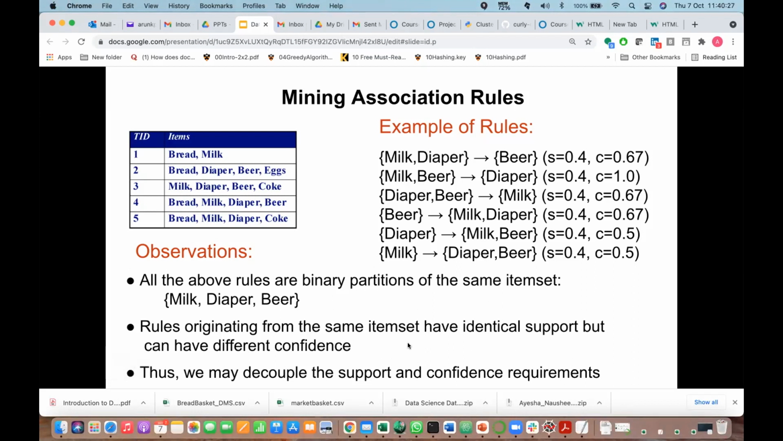Rules originating from the same item set have identical support but can have different confidence. Because support is counted by putting the items together, your set will always be milk, diaper, beer. That's why your support is always 0.4. But the support of the individual subsets of this item set may be different. That's why you get different confidences.